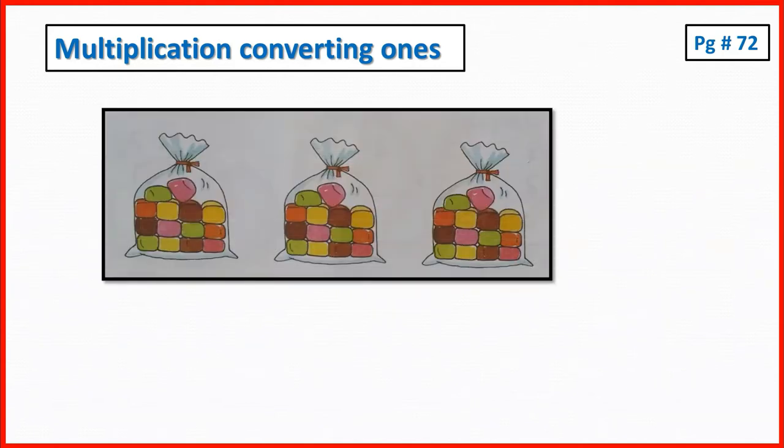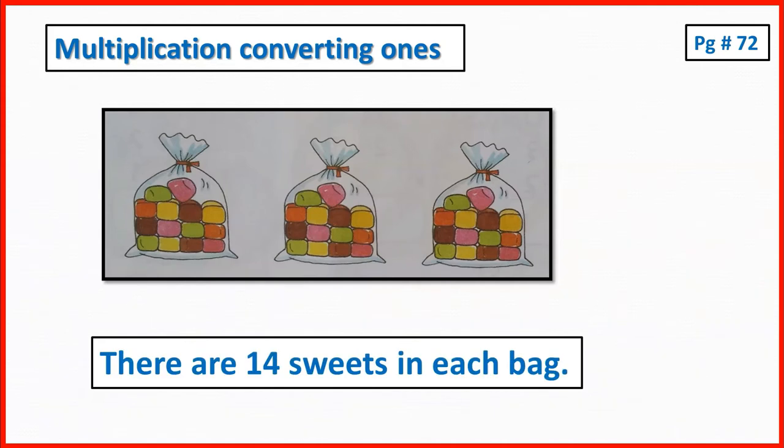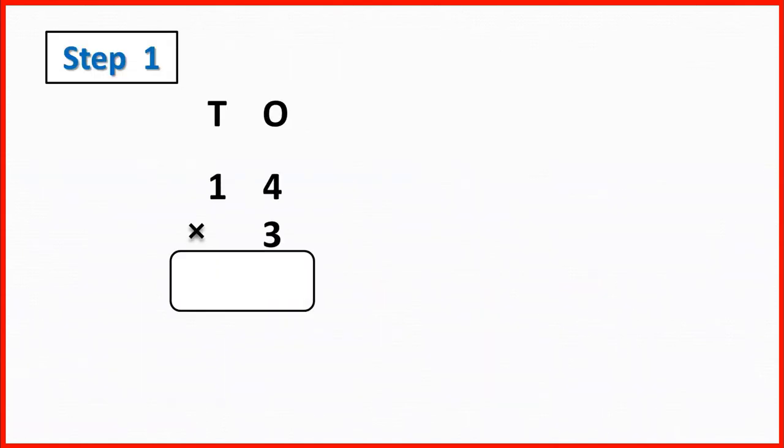Look at Adil's sweets. There are 14 sweets in each bag. Again, Adil multiplies to find how many altogether. So he multiplies 14 by 3. First he multiplies the ones. 3 fours are 12. 12 ones means 1 ten, 2 ones. So he writes 2 in the ones column and converts 10 ones into 1 ten.